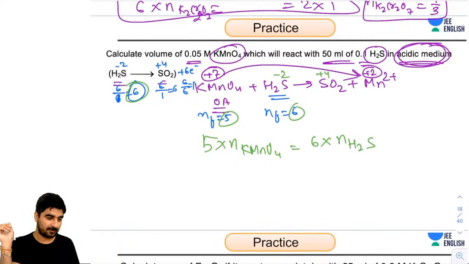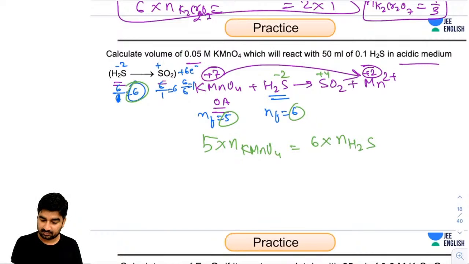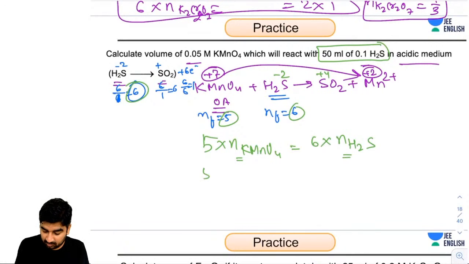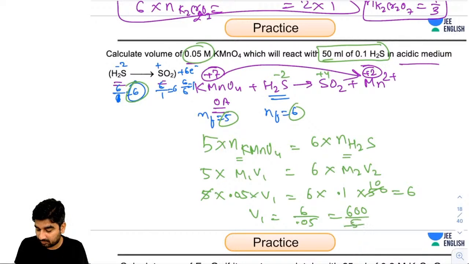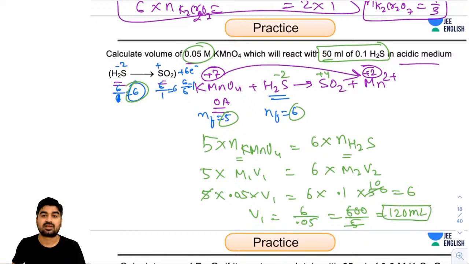Yes, now do it, guys. The question: volume of 0.05 molar KMnO4 needed for 50 ml of 0.1 molar H2S in acidic medium. Here, instead of moles, I can write millimoles. So millimoles: 5 into M1V1 equals 6 into M2V2. Molarity of KMnO4 is 0.05 and volume I have to calculate, and this is 50 ml with molarity 0.1. Now just do it, it will be 10 and V1 will be 6 upon 0.05, so 600 upon 5 and you will get 120 ml. I hope you got the answer.